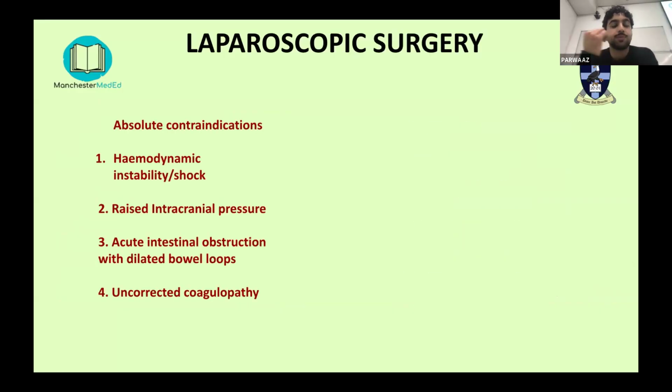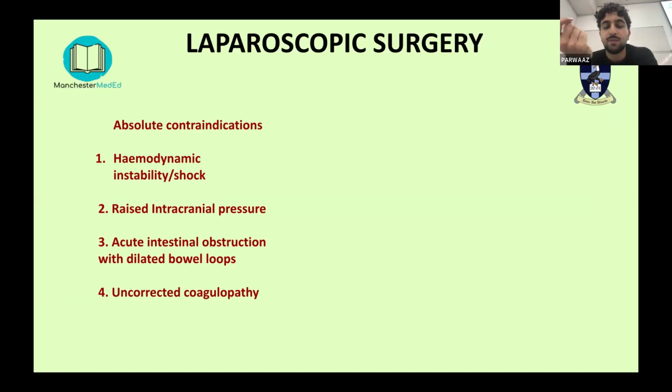So some of the actual contraindications where you cannot do laparoscopic surgery, as I said before, hemodynamic instability or shock, simply because of the element of time. So it takes time to set up trocars, set up a camera and go into the abdomen. So this will always be done by a laparotomy.